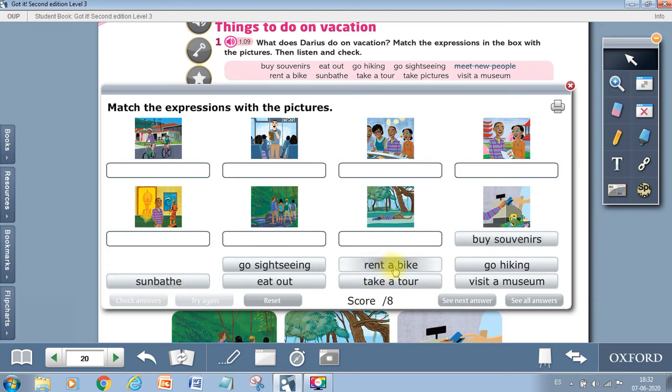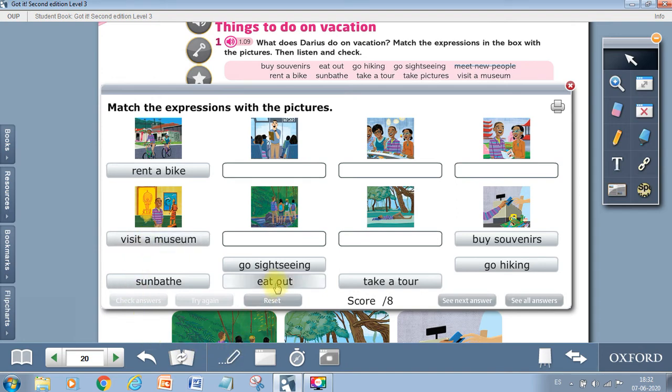Okay, rent a bike. Where can you see bikes? Here you have the bikes. Then we have visit a museum. Which picture shows a museum? This one. Perfect. Then we have eat out. Eat out means eat, comer, out, afuera, comer afuera. Here you have people trying typical food. Then we have sunbathe. Sun, sol, bathe, baño. Sunbathe es como un baño de sol, okay?